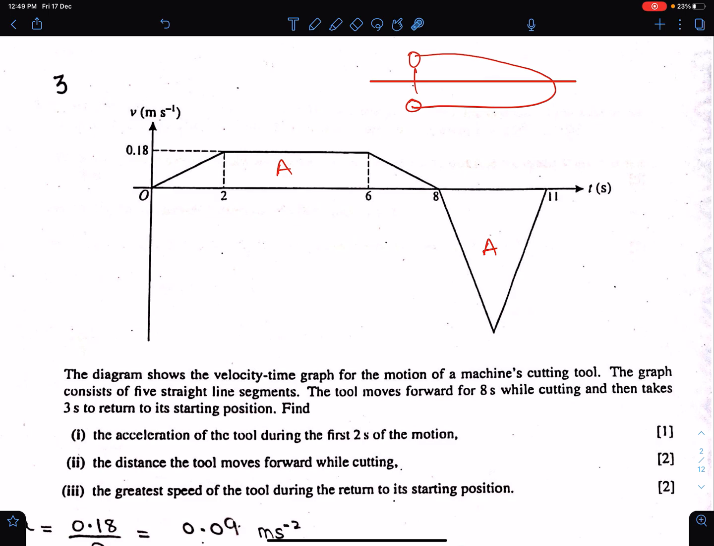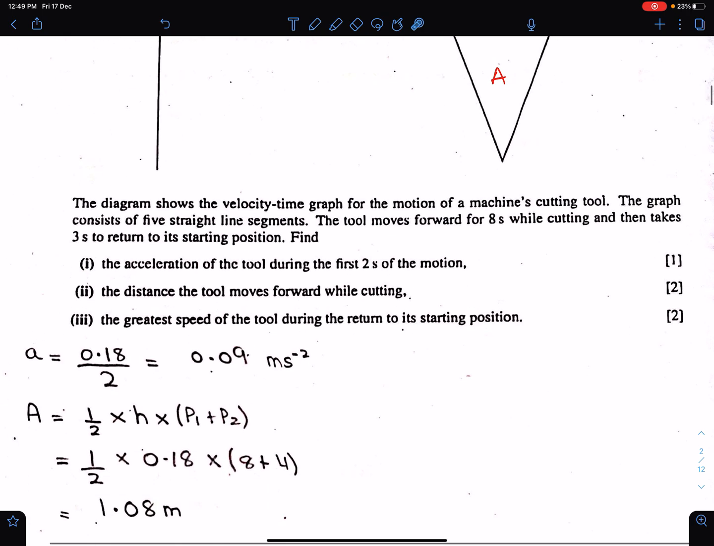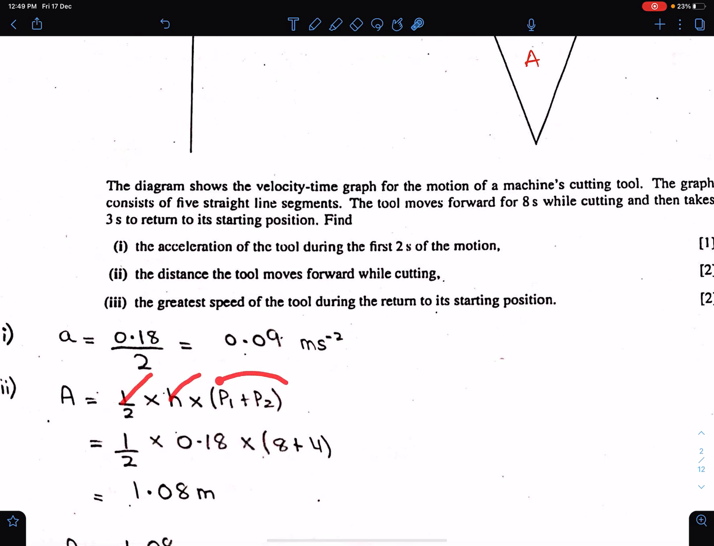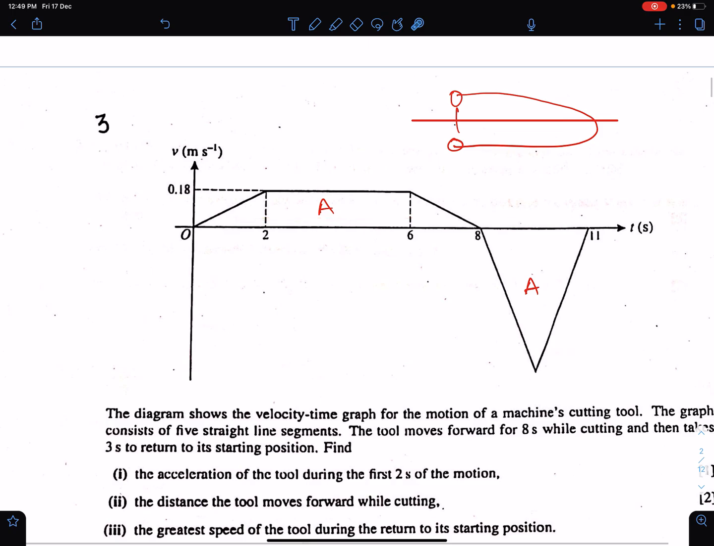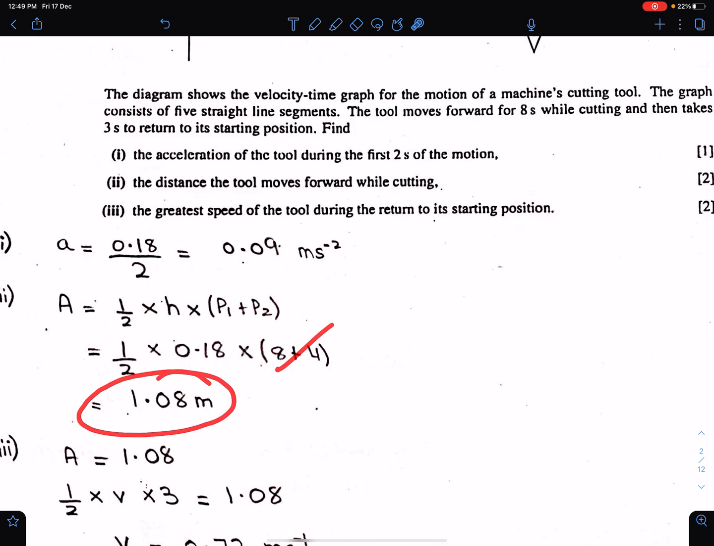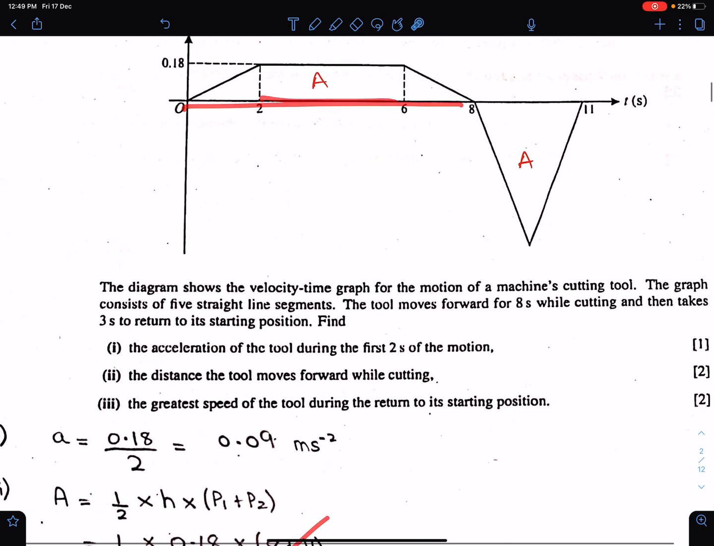Now, the first part of this question, we need acceleration of the tool during the first 2 seconds of its motion. For that, we need to use gradient. Use gradient formula and get this acceleration, which is 0.09. The distance the tool moves forward while cutting, we need this area. For that, we need to use area of trapezium. Area of trapezium is half height into sum of these two times. This is 4 and this is 8. So this area is 1.08 and this area is also 1.08.